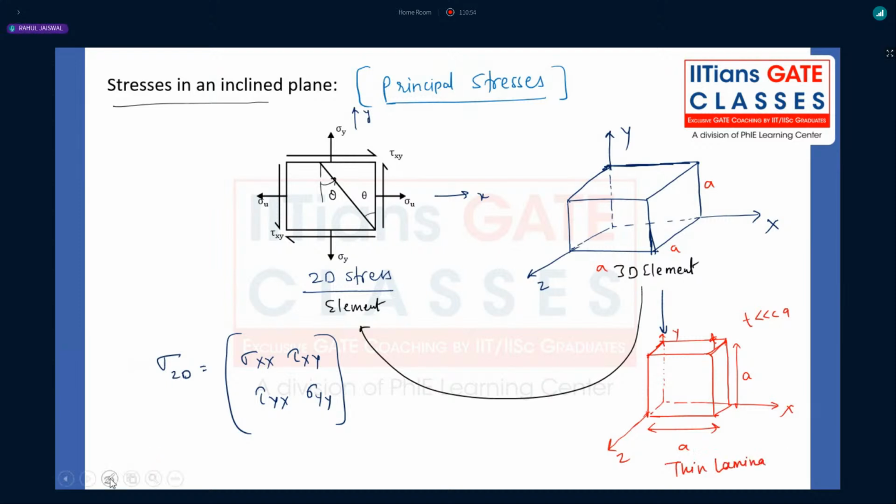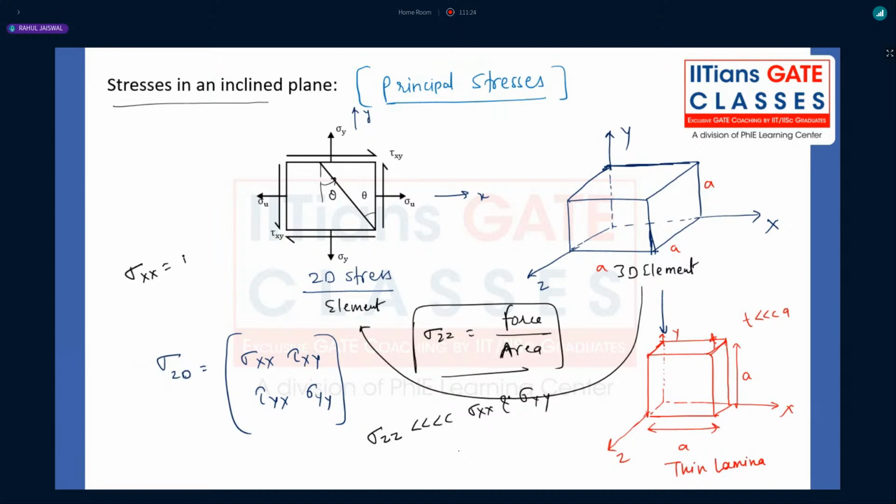In a thin lamina, what we are neglecting is sigma zz, the stress acting perpendicular, which will be much smaller than sigma xx and sigma yy. Agree with me? How? What is sigma zz? The load acting, force divided by area. And sigma xx? Force acting in the x direction divided by area.